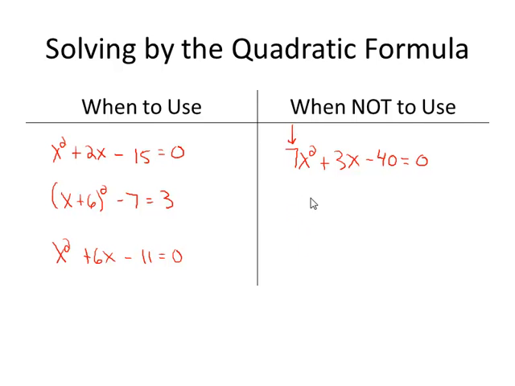Also, if the middle term is odd, like x squared minus 3x minus 8 equals 0, and by middle term I mean the coefficient of that linear term, you'll have to use fractions or decimals to solve by completing the square. It's probably better to go right to the quadratic formula.